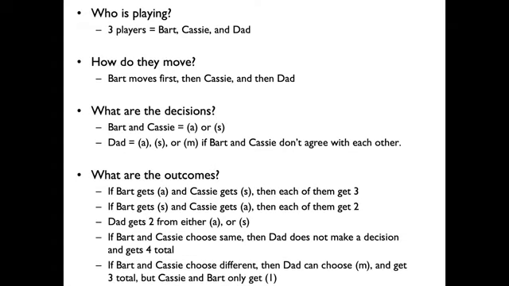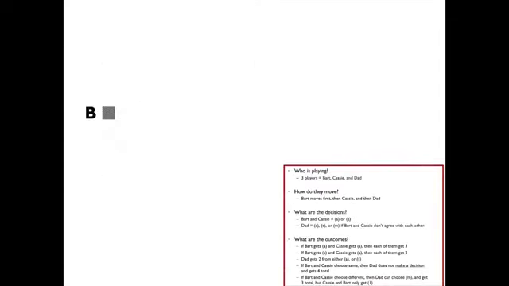But if Bart and Cassie choose differently, then Dad will have to choose between any of them. But if he chooses the mountain bike, which is an option for him, he will get 3. But Cassie and Bart will only get 1 from that. They actually don't like the mountain bike at all.